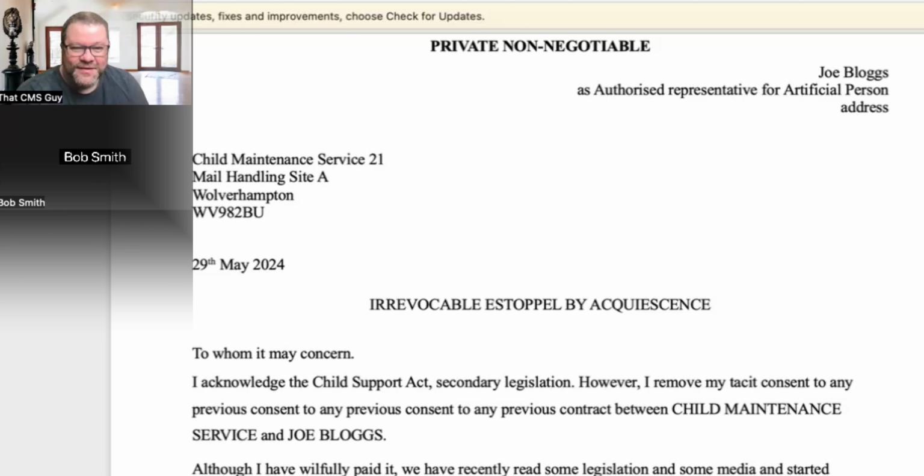So this is essentially a document that you can use. I mean, you can use it for anything really. You can use it for the CMS. You can use it for parking charges, council tax. They all apply. Yeah. And what it is, it's a contract essentially, or a response to a contract.